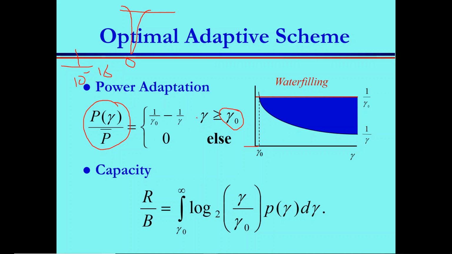However, when the value is reasonable, which is greater than gamma naught, then the amount of power I need to allocate is given as follows. In this case, you will be able to adjust the distribution of your input power in such a way that satisfies the capacity of your fading channel when you have the knowledge of the channel at the transmitter. So in general, in this case, the capacity can be given as follows. This is the final expression.